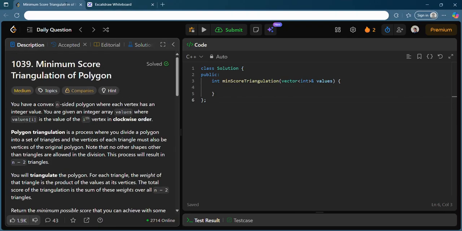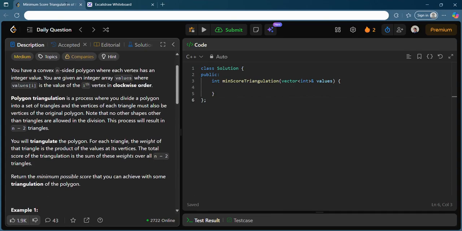So what is the minimum score triangulation of the polygon you need to find? If you are given a convex n-sided polygon where each vertex has some integer value, note that these are not any side lengths or anything, these are just normal integer values and each integer belongs to one corner of the polygon. You are given an integer array values where values[i] is the value of the ith vertex in clockwise order.